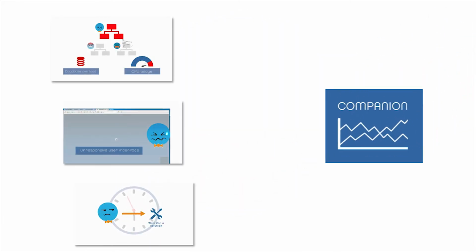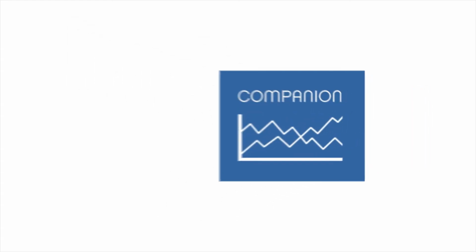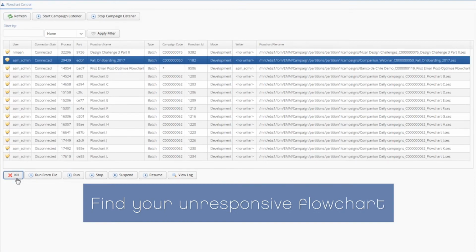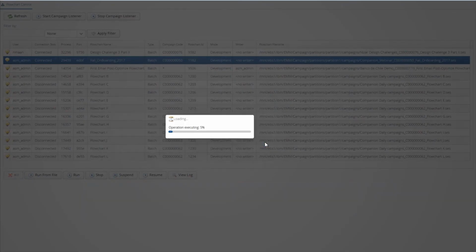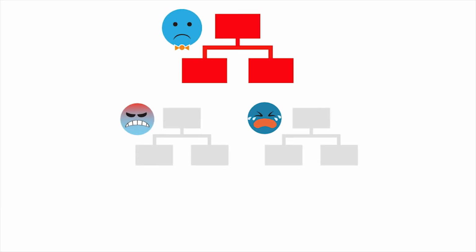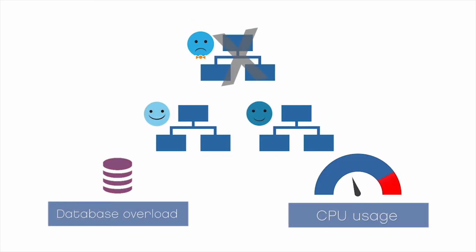With Companion, you can empower your users to kill their own flowcharts just by using the graphical user interface. See the list of active flowcharts in Companion and easily stop your unresponsive flowcharts with just a few clicks. Now that your flowchart has been terminated, your system resources will go back to normal in seconds.